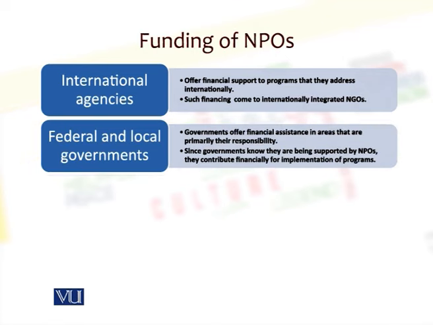The next one in the list is federal and local governments. Governments offer financial assistance in areas that are primarily their responsibility. So in other words, the responsibilities that NPOs share with the governments are the ones in which they find contributions from the government side, because they know that basically it should have been their responsibility, and since NPOs are sharing the burden, let us offer contributions and help them accomplish their objectives.